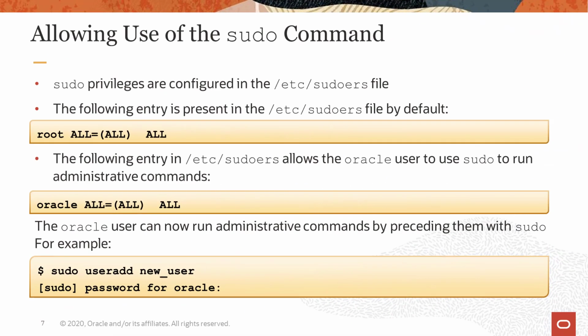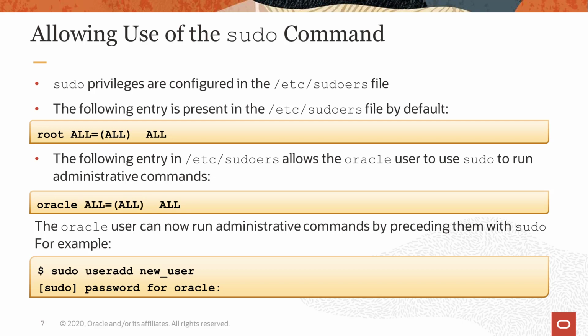You can also allow a regular user to run a command as root by preceding the command with sudo. The example shown uses sudo to allow a regular user to add a new user account. You are prompted for your regular user password, not the root password. The sudo privileges are configured in the /etc/sudoers file.